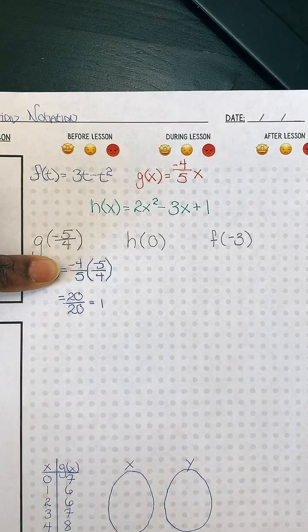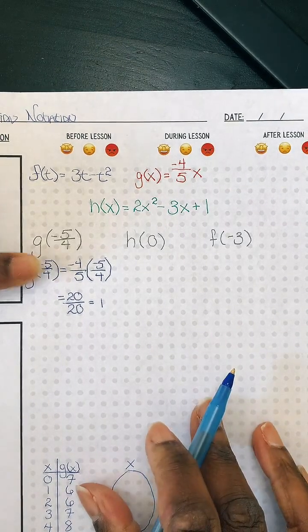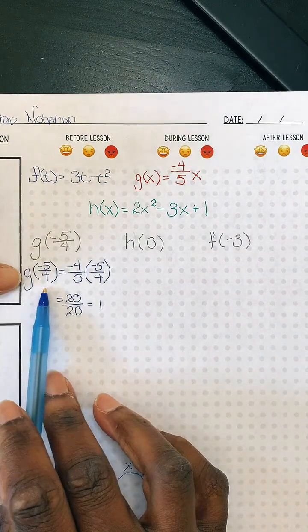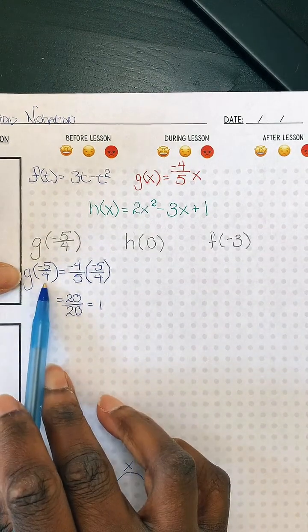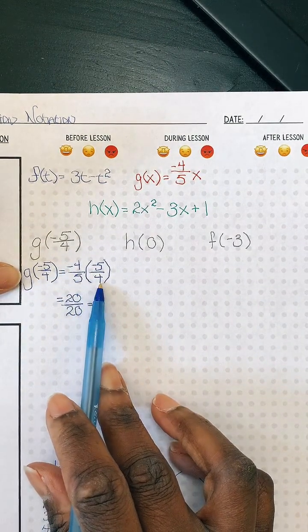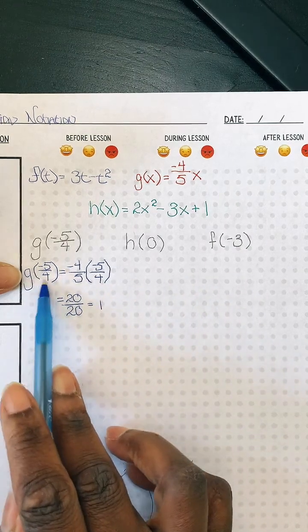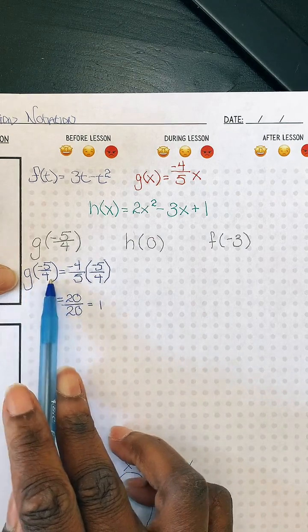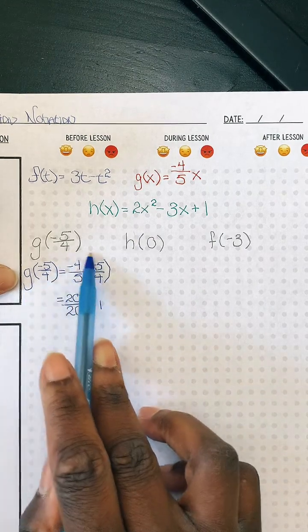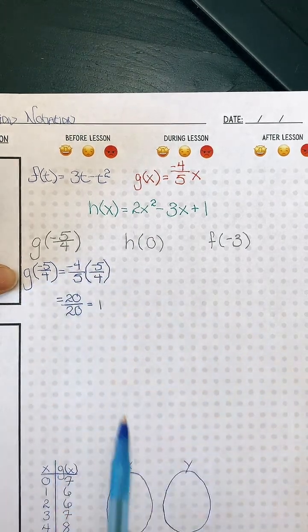Okay, where is the x? What happens is what was inside the parenthesis took the place of that x. So what we did was whatever is inside the parenthesis of the g function took the place of this x.